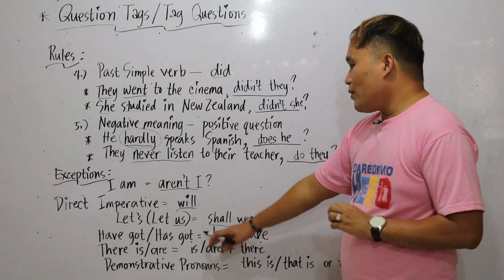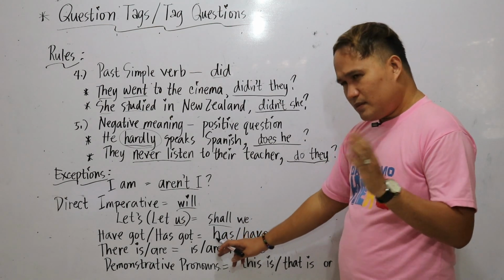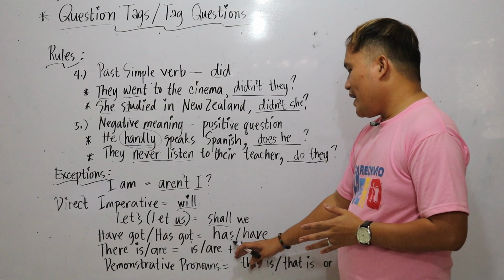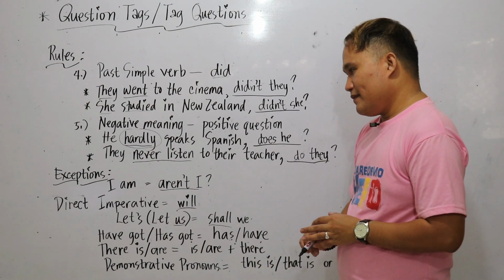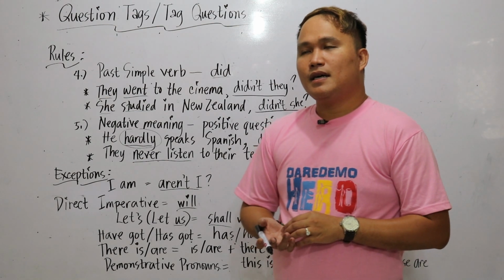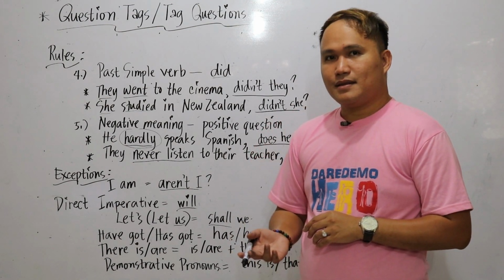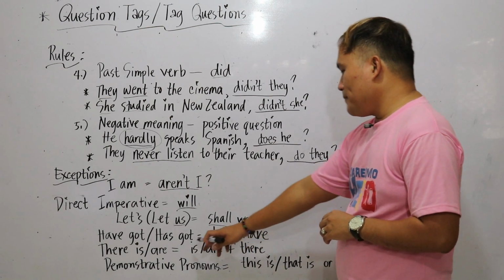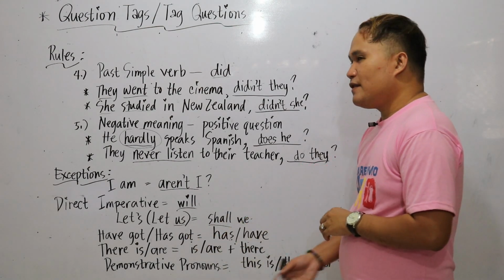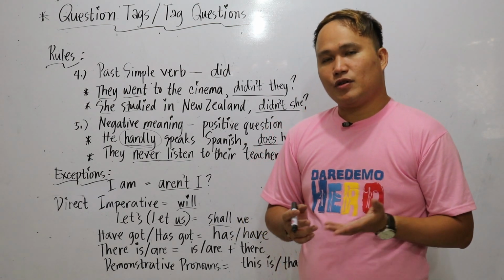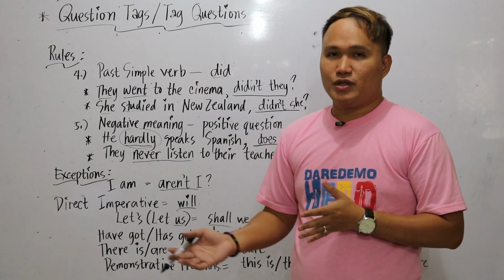So our tag question should be has or have. I have got a pet cat, haven't I? By the way, for this one, it depends: if your statement is positive, it should be paired with a negative question tag.